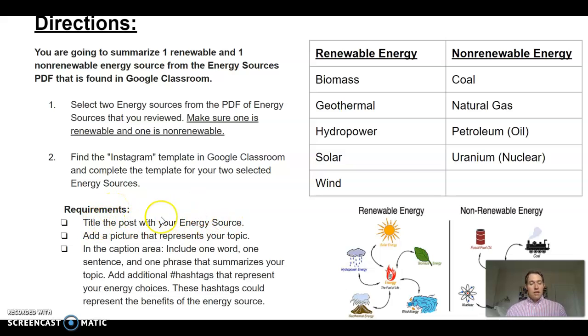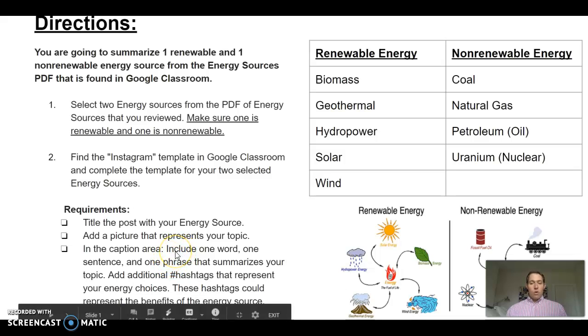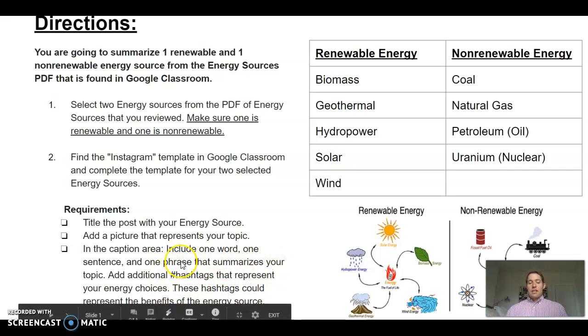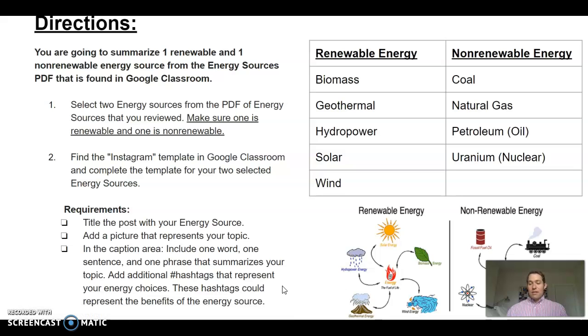Okay, so you're going to title your post. You'll have to add a picture on your post. And then in the caption area, you're going to include one word, then one phrase, and one sentence that summarizes the topic. Okay, so we've done sort of that type of thing in the past, but read through all the information and in as condensed version as possible using one word, one sentence, and one phrase, as well as some hashtags you should represent that energy source. Okay, those hashtags should represent the benefits of that energy source.